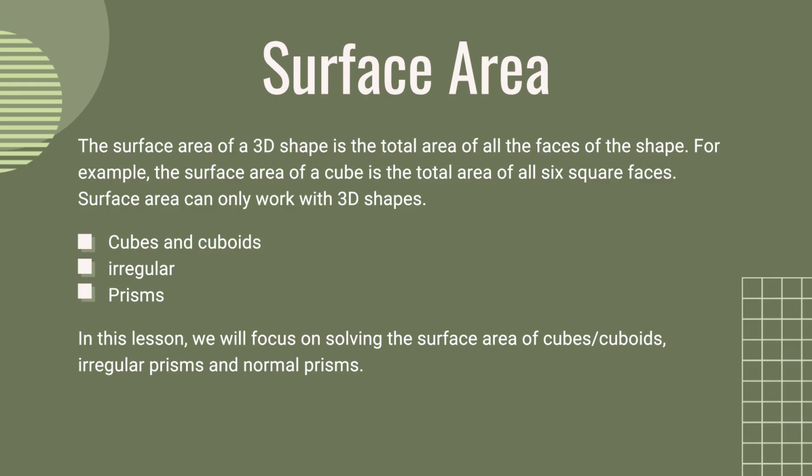The surface area of a 3D shape is the total area of all the faces of the shape. For example, the surface area of a cube is the total area of all 6 square faces. Surface area can only work for 3D shapes. In this lesson, we will focus on solving the surface area for cubes/cuboids, irregular prisms, and normal prisms.